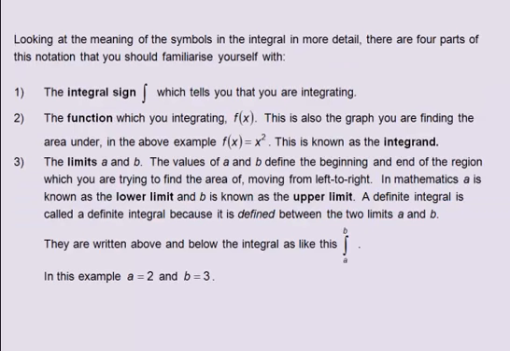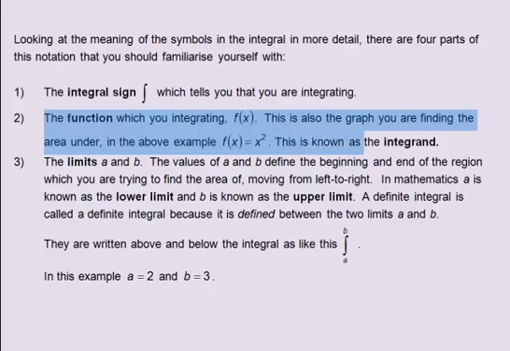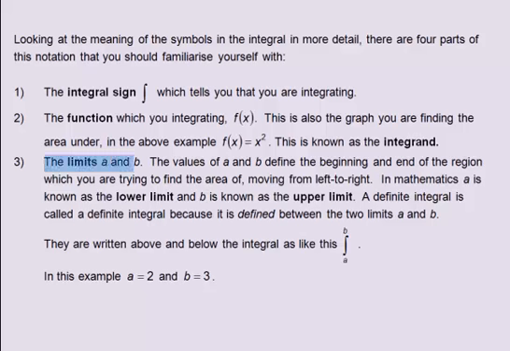Looking at the meaning of the symbols in the integral in more detail, there are four parts of this notation that you should familiarise yourself with. The first part is the integral sign, this, which tells you that you are integrating. The second part is the function which you are integrating, f of x. This is also the graph you are finding the area under. In the above example, f of x equals x squared. This is known as the integrand. Part 3, the limits a and b.